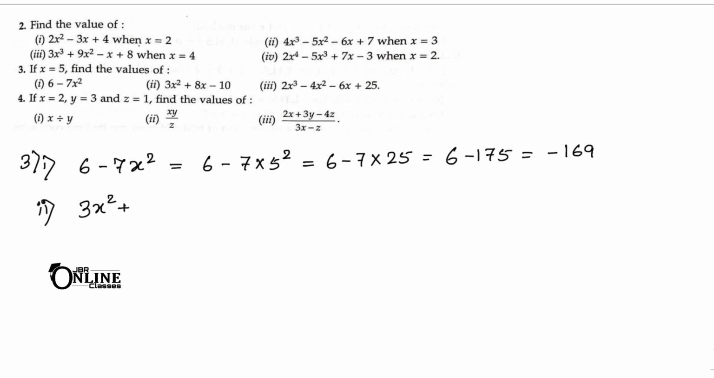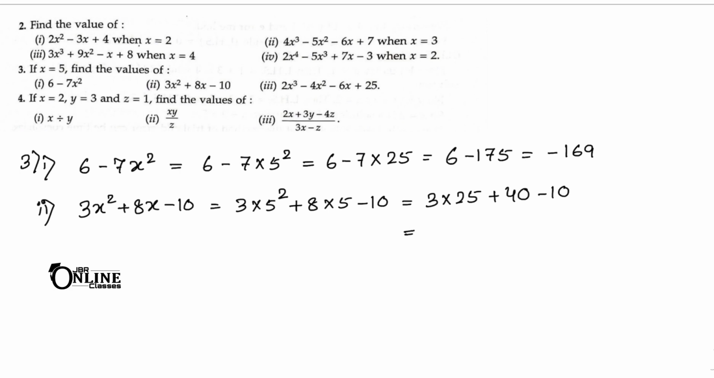3x square plus 8x minus 10. So here 3 into 5 square plus 8 into 5 minus 10. That means here 3 into 25 plus 8 5s are 40 minus 10. So 3 into 25, it's 75. And here 40 minus 10, it's 30. So that one equal to 105. Your final answer.